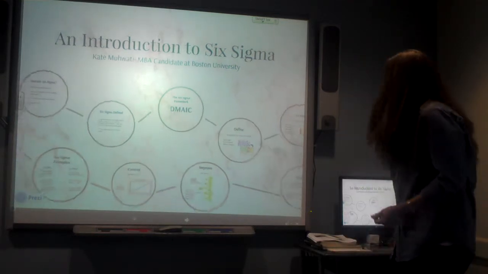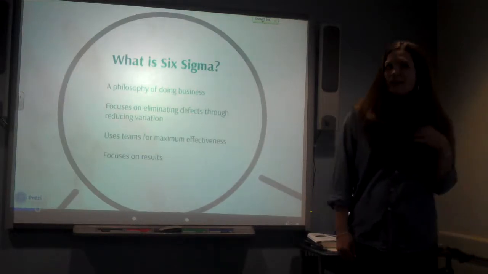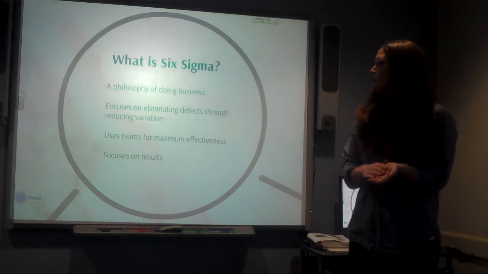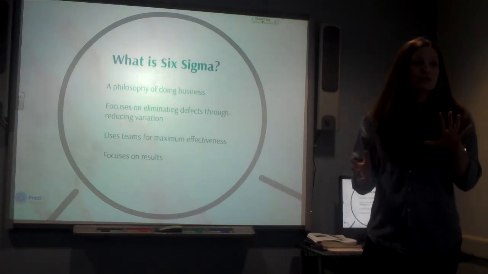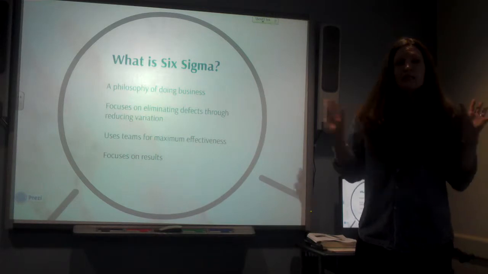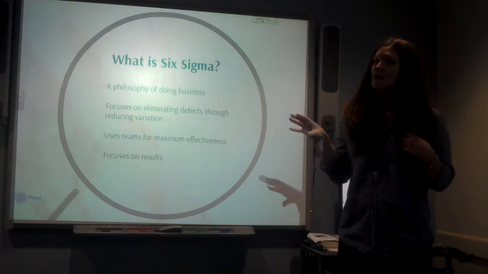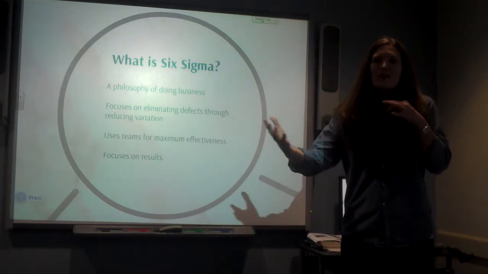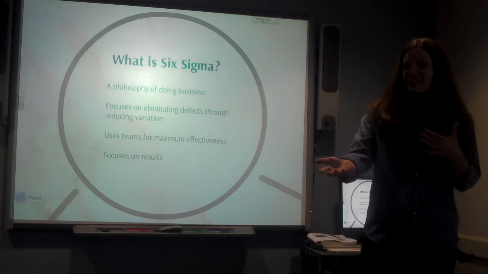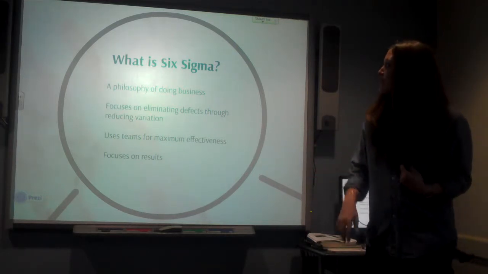So Six Sigma, kind of a funny name, but basically it's a philosophy of doing business, and it really focuses on eliminating defects and reducing variation. It uses teams, there's a lot of teamwork, and it also focuses on results and data. So it's not, oh, I feel like we're not producing as many gadgets as we should. It's, no, here's the data, these are the numbers as to why we're not doing it.